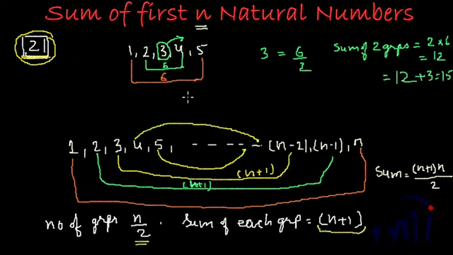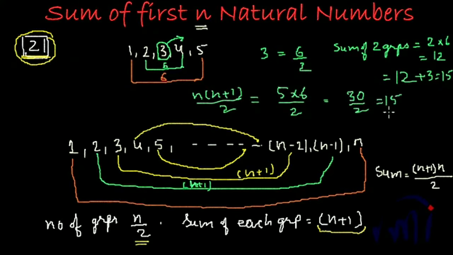And what is our formula? The formula is n into n plus 1 by 2, where n plus 1 is the sum of each group and n is the number of terms, right? So in this case, we have the number of terms as 5, right? So it will be 5 multiplied by 5 plus 1, which is 6, by 2. This is equal to 5 6s are 30 by 2, which is equal to 15.